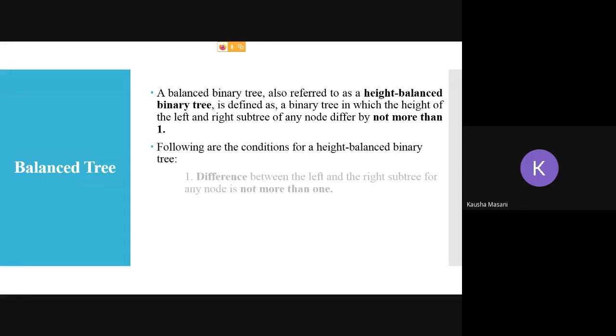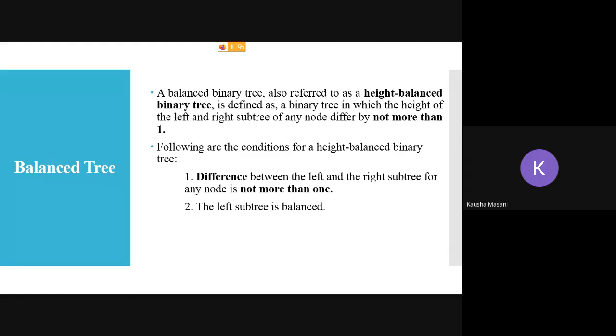Let's see what are the conditions. The difference between the left and the right subtree for any node should not be more than 1. That's why, see, it is highlighted for you guys. So difference not more than 1. Fine. Left tree should be balanced. That means at each and every node, the range of balancing should be 1, -1, or 0. If it is not, then you have to balance your left subtrees.